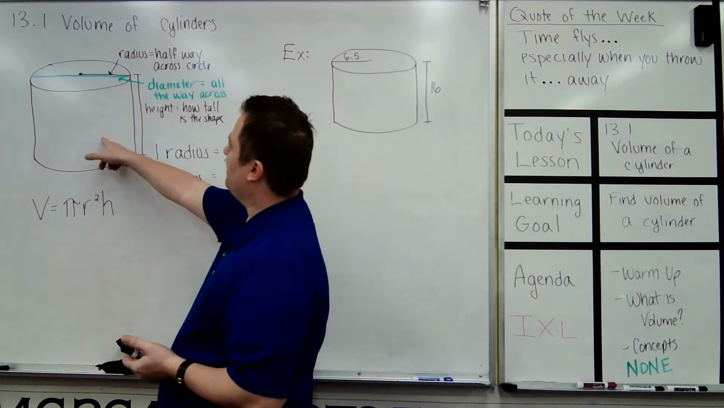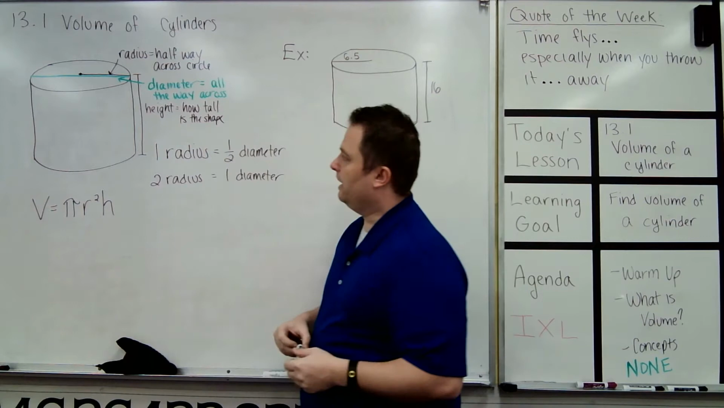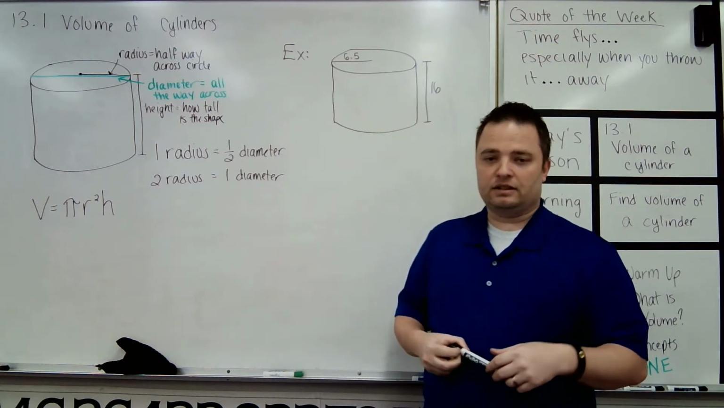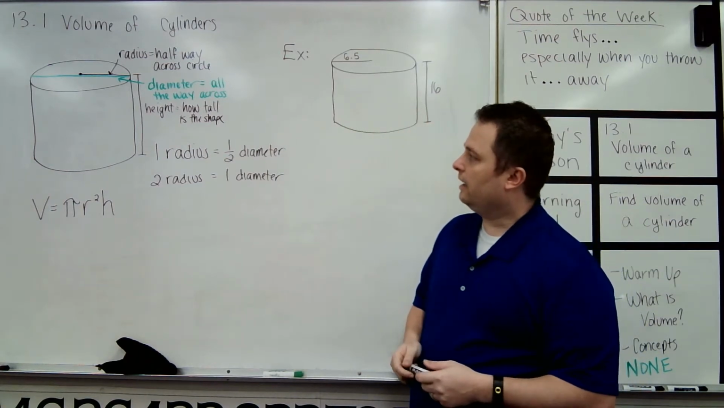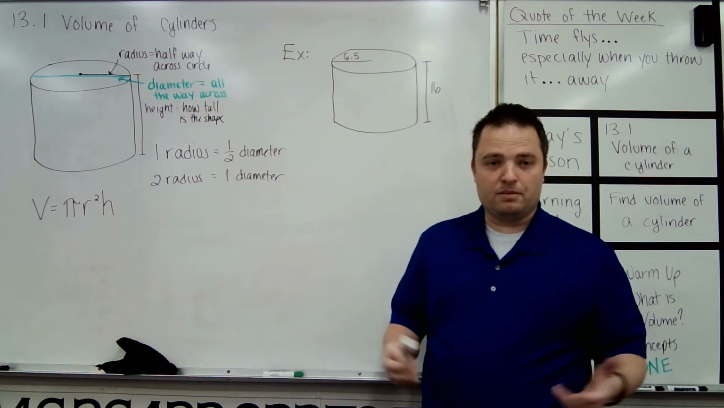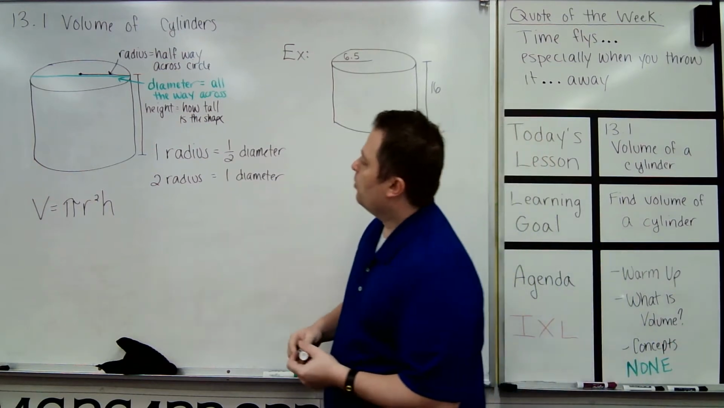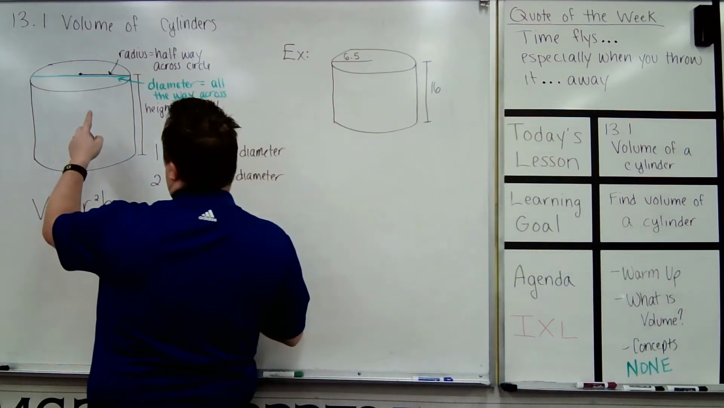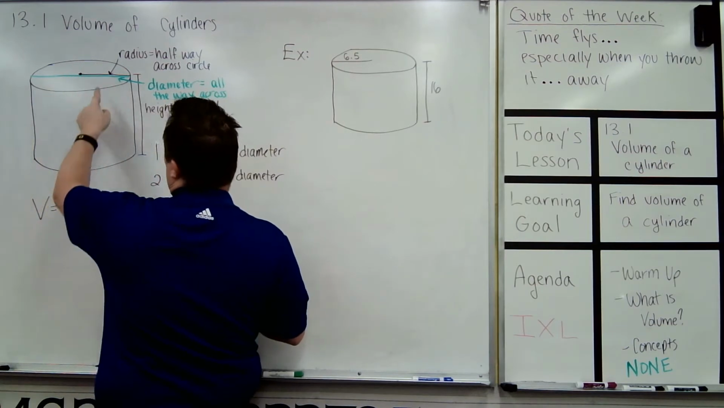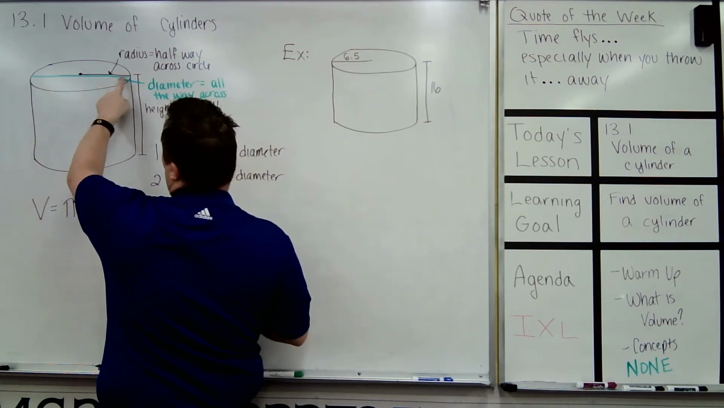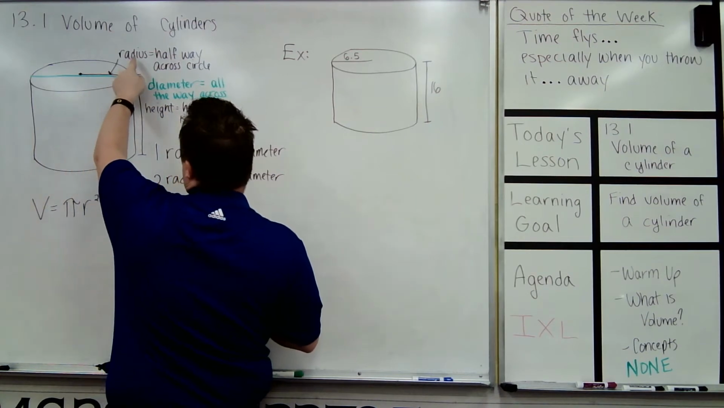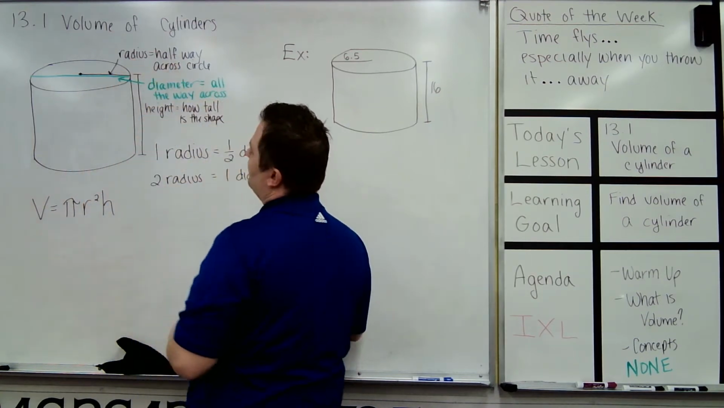Okay, so this is an example of a cylinder. It looks like a pop can, like a soda can. It looks like a can of beans or green beans. When we're talking about a cylinder, remember it's like a stack of circles. Halfway across the circle, halfway across the top, is going to be called the radius. It's halfway across the circle side.